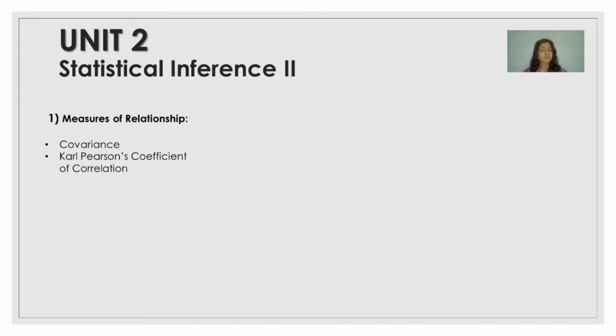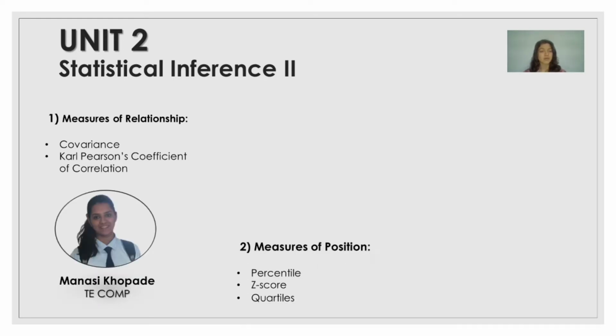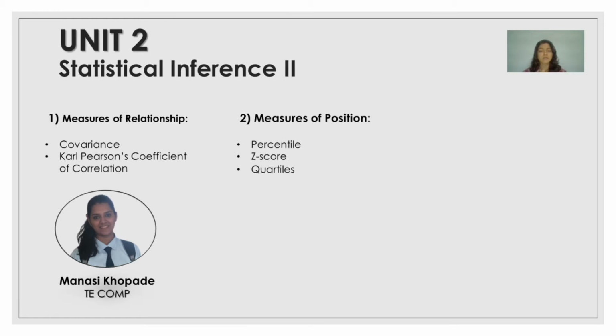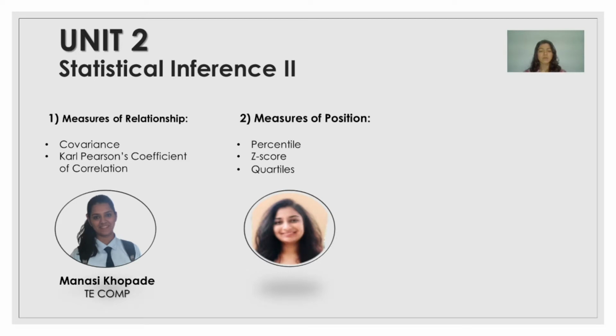The first topic is the measures of relationships, which covers covariance and Karl Pearson's coefficient of correlation. It would be explained by Manasi Khopre and she is from third year computer. The second topic is the measures of position, which covers percentile, z-score and quartiles. It would be taught by Prasi Kaladeep and she is from TIT.